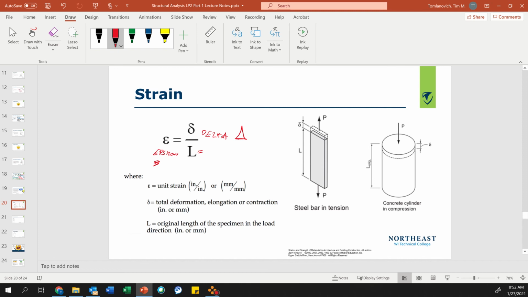So before we were measuring the stress, now we're measuring how much it deforms, the strain. It's related to deformation. L is the length of the specimen in the load direction. So when we put a tensile load on it, it's going to stretch. If we put a compressive load on it, it's going to shrink. Two examples.